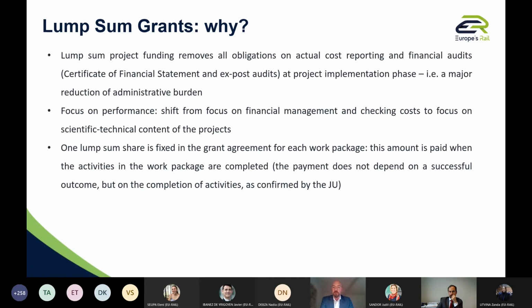all this is over, and it is considered a major reduction of administrative burden, having implemented quite a lot of lump sum grant agreements at the Shift2Rail program. It was confirmed and the simplification was appreciated. So the focus is on the performance. We shift from focus on financial management, reporting, financial declaration, and so on, to focus on technical content of the project. So one lump sum share is fixed in the grant agreement for each work package, for each of you, and this amount is paid when the activities associated to the work package are completed.